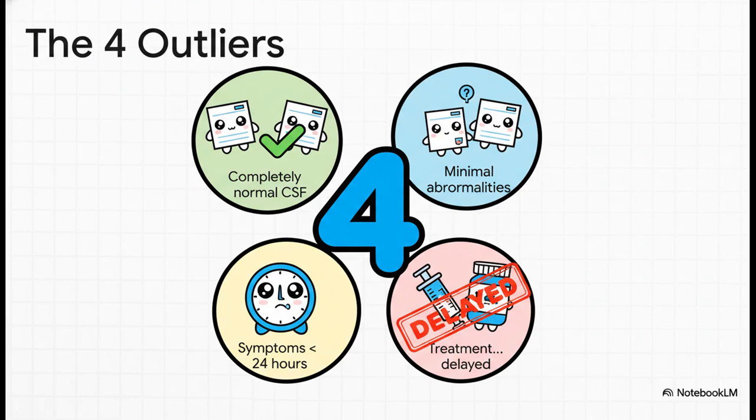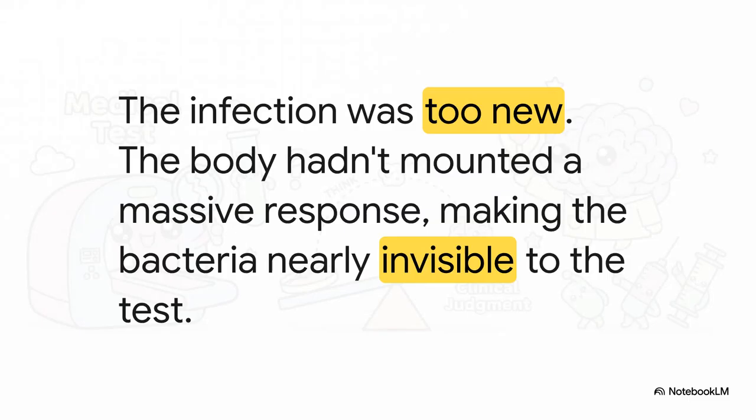So let's break down those 4 cases. In 2 of them, the test results were completely, totally normal. Sound familiar? Just like our kid in the ER. The other 2 had just a tiny abnormality, something you could easily miss. But here's the kicker, the piece that connects it all. In 3 of those 4 cases, the kid had been sick for less than a day. And because of those normal tests, the study points out that getting them the right medicine was significantly delayed. That's a huge deal. And that is the answer to the whole puzzle.